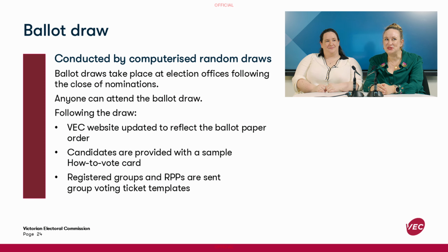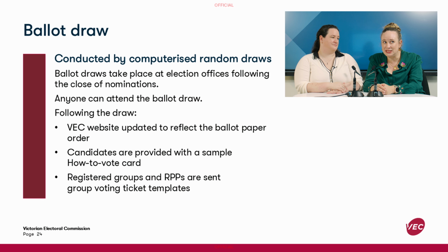After the ballot draw, the election manager will provide you with a sample how to vote card, showing candidates' names as they will appear on the ballot paper. Please pay close attention to the order, spelling and format of these names on the ballot paper, as errors on your how to vote cards may result in any applications you make to register how to vote cards being rejected. For registered groups and registered political parties, group voting ticket templates for each region election will also be sent via email.